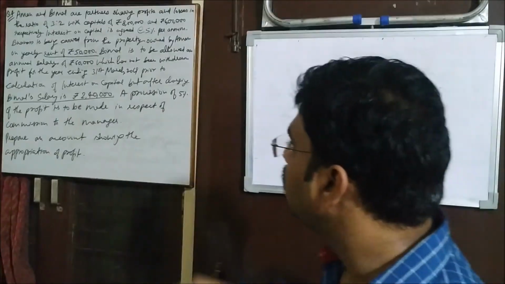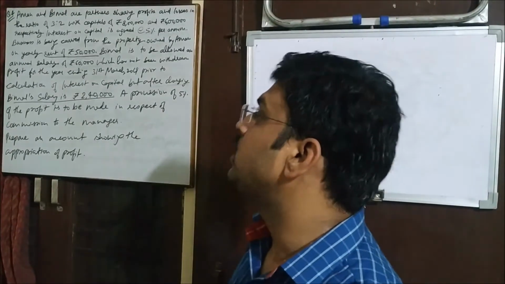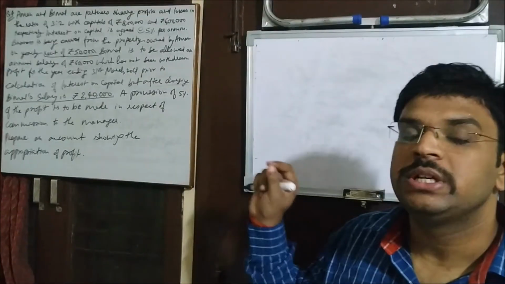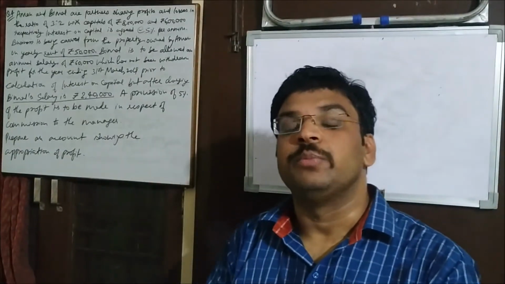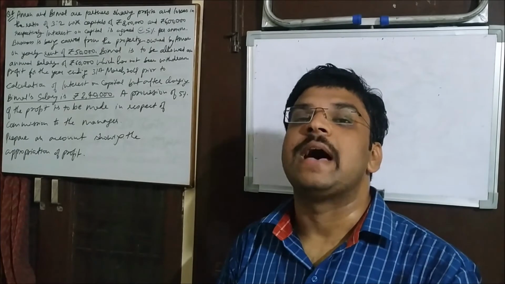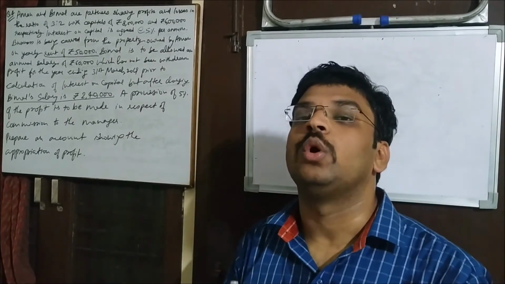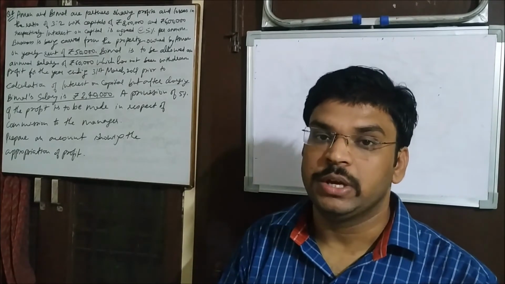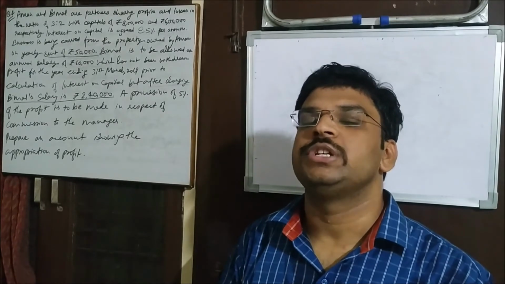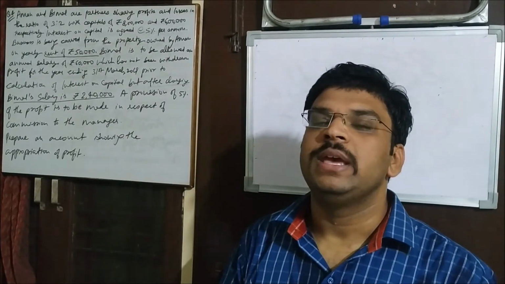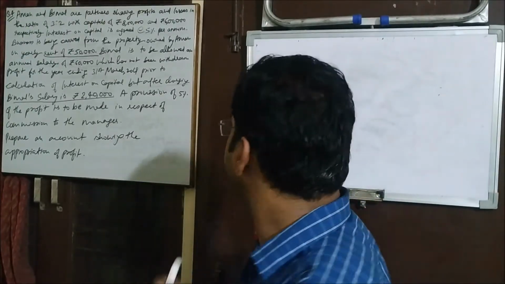A provision of 5% of the profit is to be made in respect of commission to the manager. So the manager is supposed to be given the commission. The manager is not the partner. The manager is an employee, and whatever expenditure is happening on an employee is charged against profit. So this item also belongs to the profit and loss account. Now, before preparation of the profit and loss appropriation account, we need to make a small extract of the profit and loss account. So let's start.